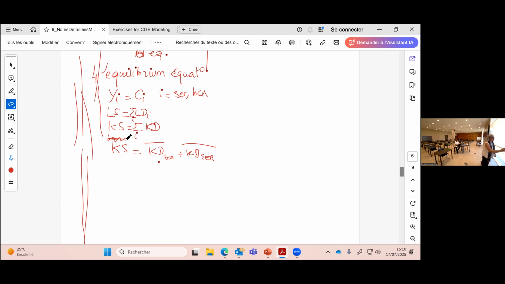We can, yes, we can, but we will have this condition. If we don't have mobility, we will have two conditions for the demand of capital. Yes, because if we don't have the mobility, we will also have a different price of capital.